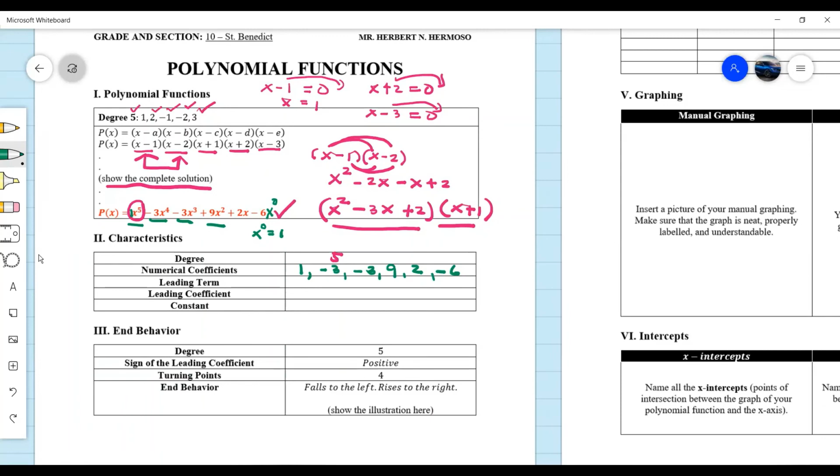Okay, the leading term. When we say the leading term, it is the term with the highest degree. Since the term with the highest degree is x raised to the fifth power, that is our leading term, x raised to the fifth. Leading coefficient: what is the numerical coefficient of the leading term? Since the number beside the leading term is 1, that is 1. Constant: the constant here is -6.